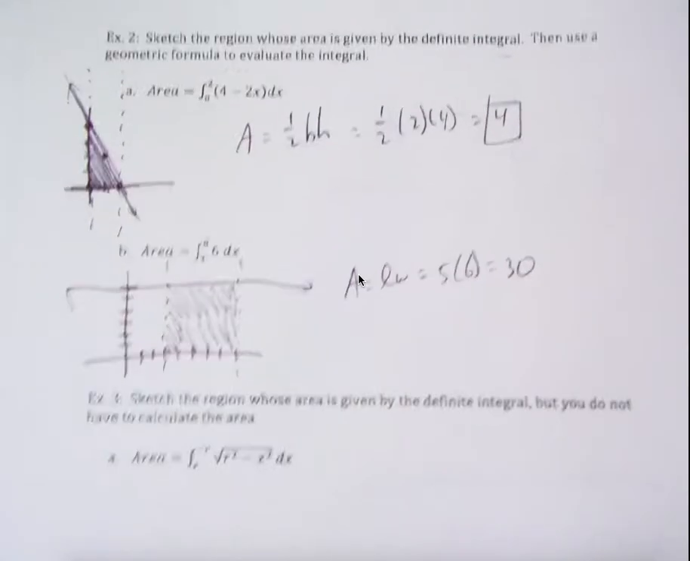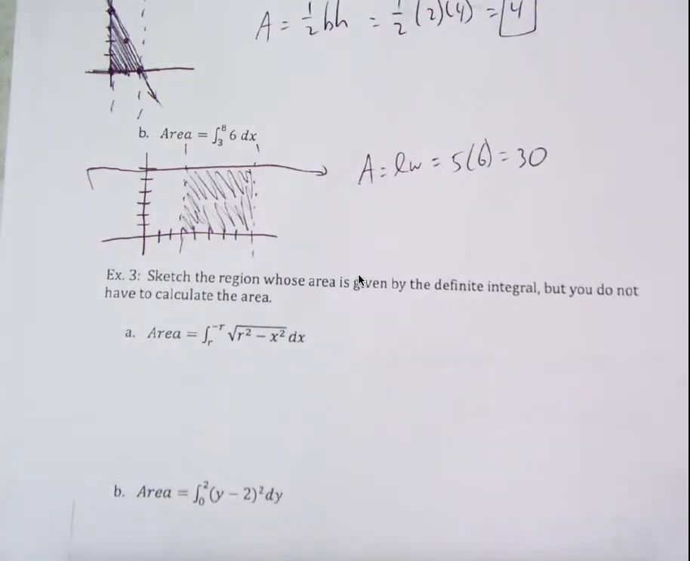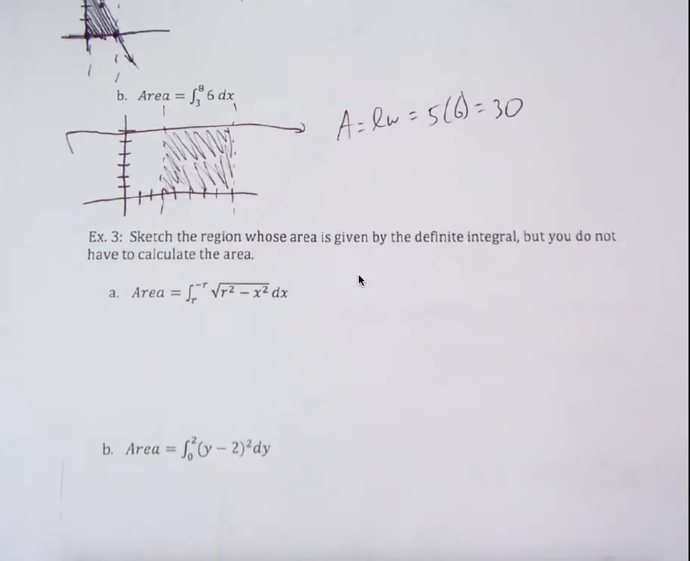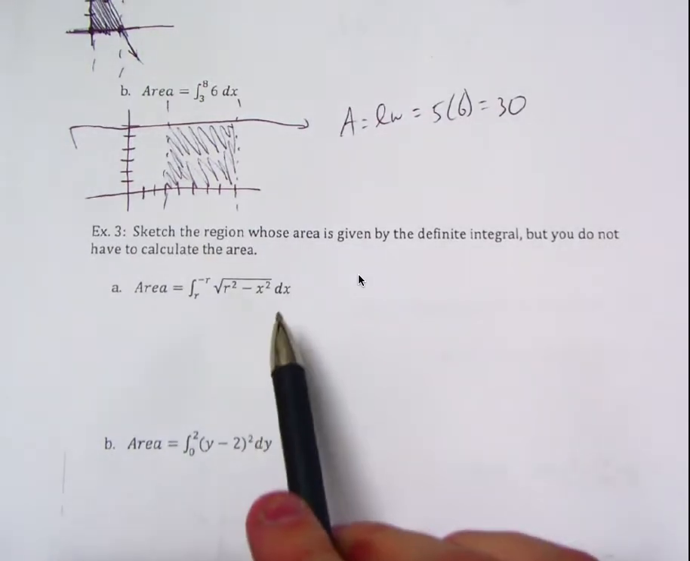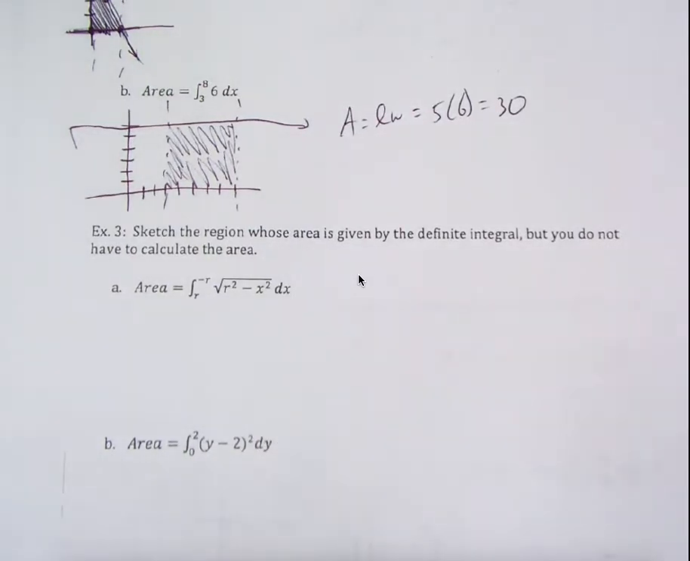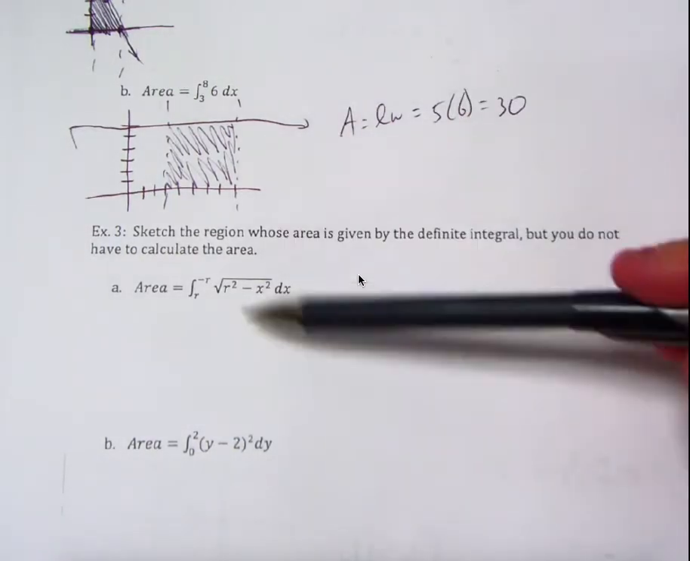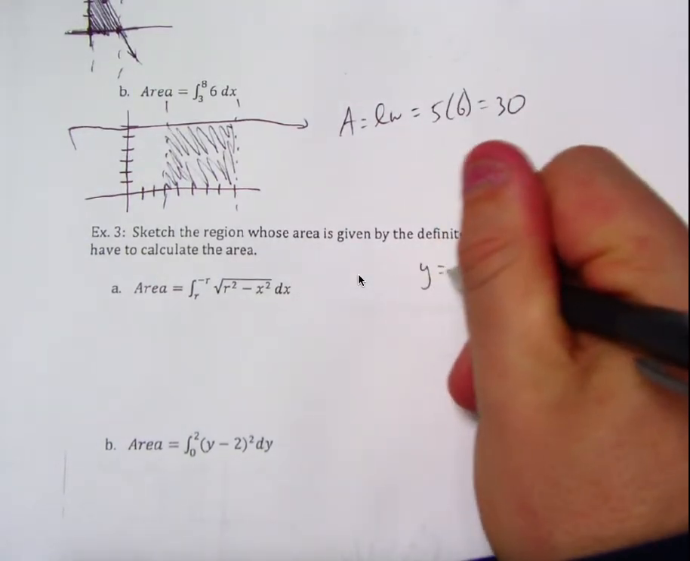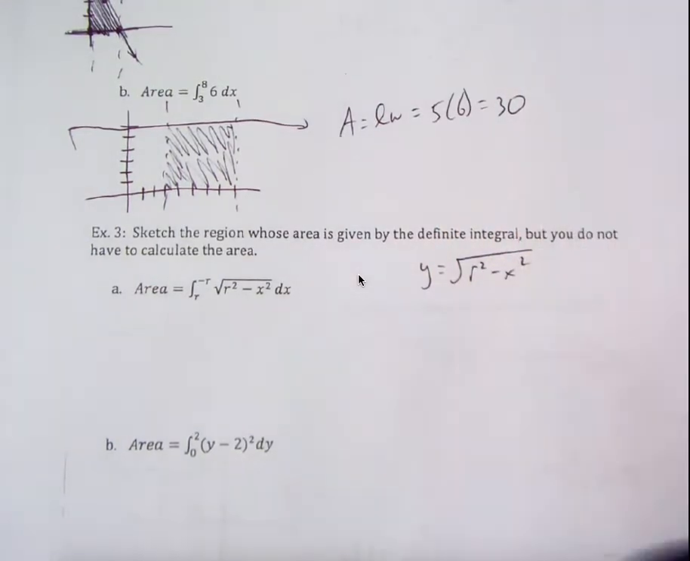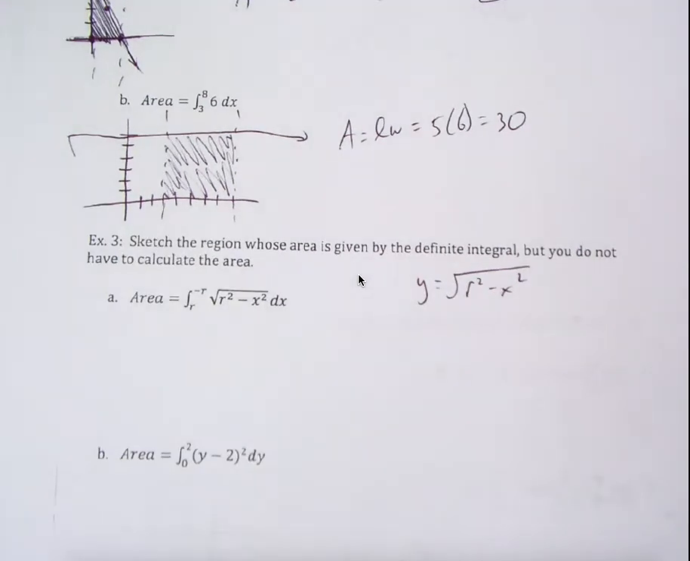All right, so things get a little more interesting. You can get a little more involved. So it says, sketch the region whose area is given by the definite integral, but you do not have to calculate the area. Okay, so this one's a little messy because unless you know what y equals square root of r squared minus x squared looks like, it'd be kind of difficult to graph. And so I just asked my Black Day classes what they thought this looked like. And maybe you might want to think about what this looks like as well. It's good to think. But this is going to be the top half of a circle. It's a semicircle. And I'll explain how I know that.